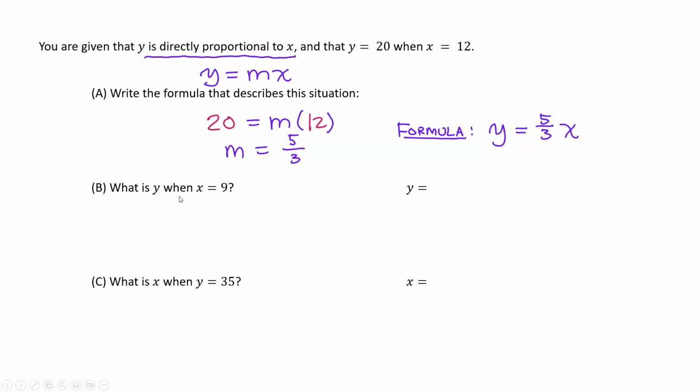So when you're asked, what is y when x is 9? Well, x is going to be replaced with 9, so y is going to equal 5/3 times 9. And 5/3 times 9 is 15, so y would be 15.